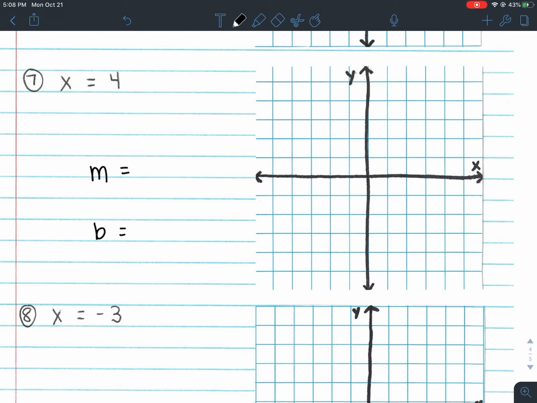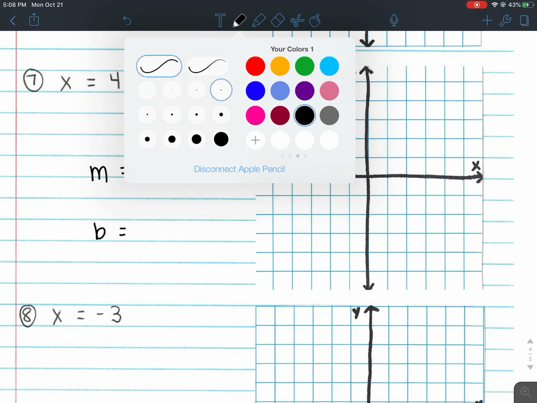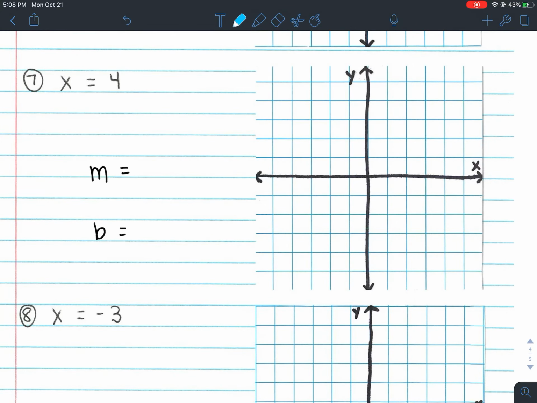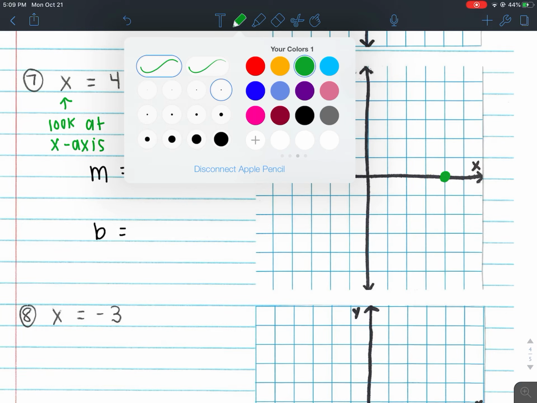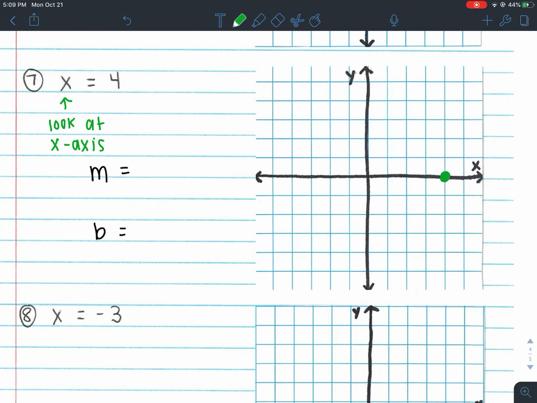All right, so for number 7, we have x equals 4. So this one has a variable and a number, except the variable this time isn't y, it's x. So here we're going to look at the x-axis. So you're going to look at your x-axis, so that's this one right here. You're going to plot a point at positive 4 on the x-axis here. Okay, and then you see how these tick marks, they're going up and down. You see these blue tick marks like this, so you're going to go up and down and follow that line.